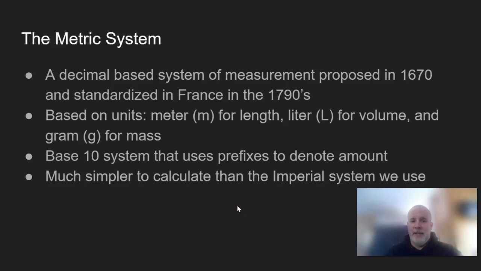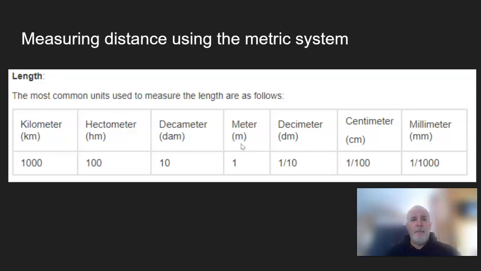It is much simpler to calculate things than using the imperial system that we use. We use miles and we use pounds, and we use things that are very tough to convert.